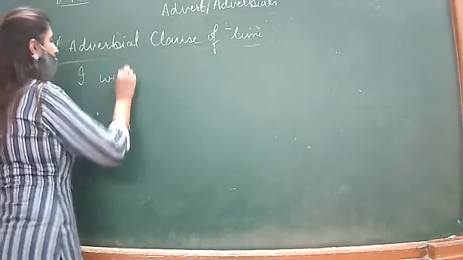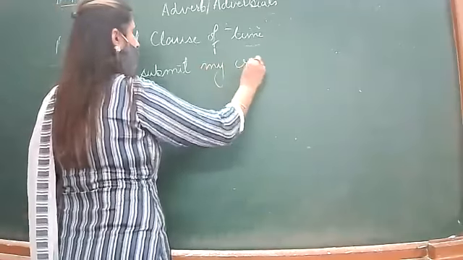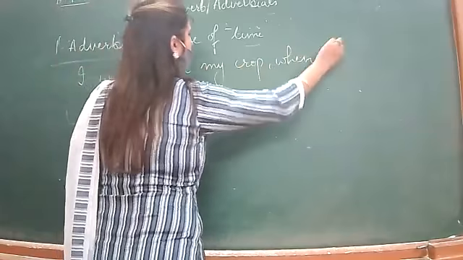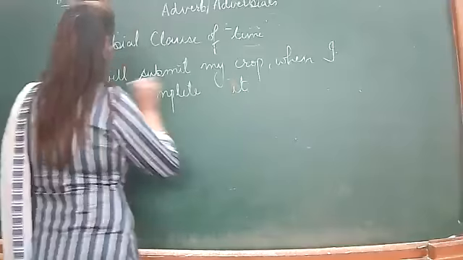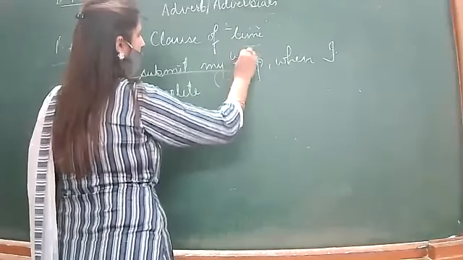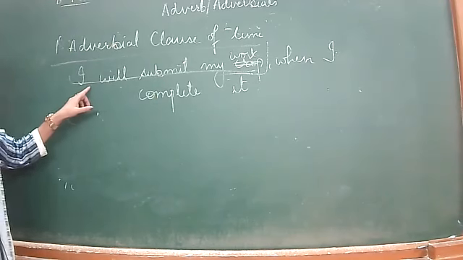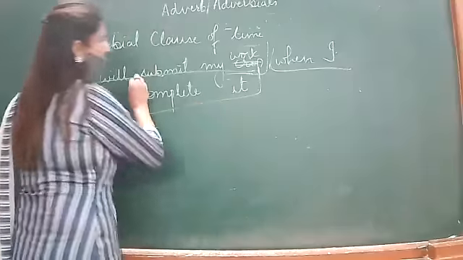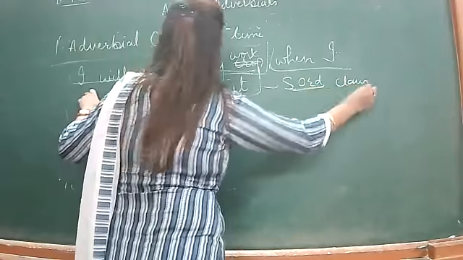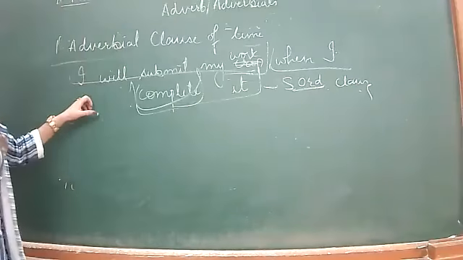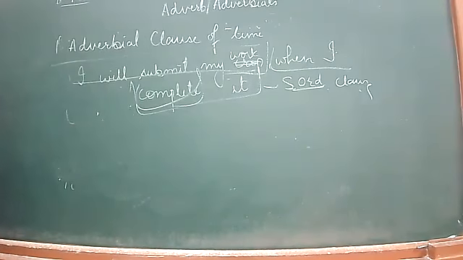Suppose, I will submit my work when I complete. So what is this? I will submit my work is complete in itself. So this is the principal clause. But when I complete it, it is incomplete in its meaning. So this is the subordinate clause. It has a finite verb also, but it is depending upon this. So it is telling us time. So this is an adverbial clause of time.